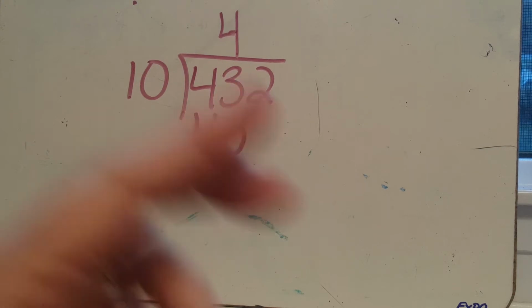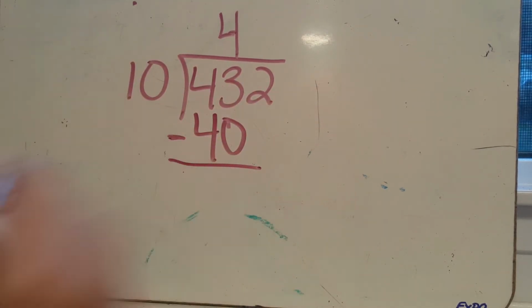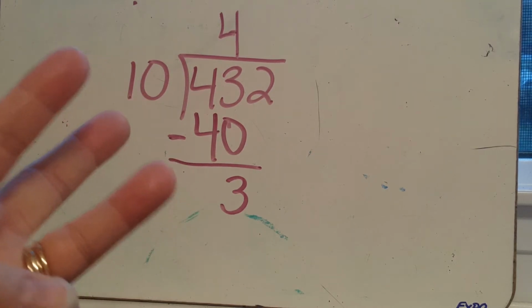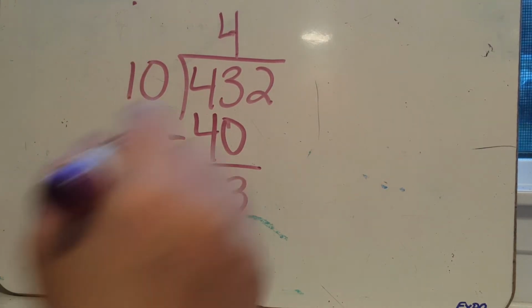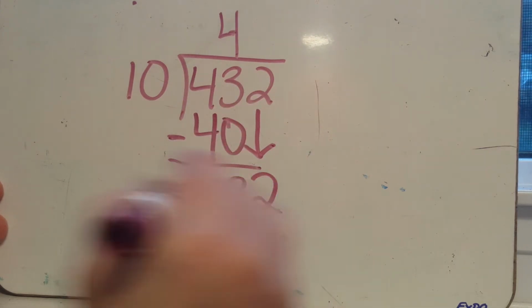Divide, multiply, subtract. So 43, make sure you put in your subtraction symbol over there. 43, take away 40 would be 3. All right, let's go through our steps again. Divide, multiply, subtract, bring down. So we need to bring down our 2. Draw your arrow. Write your 2 down here.